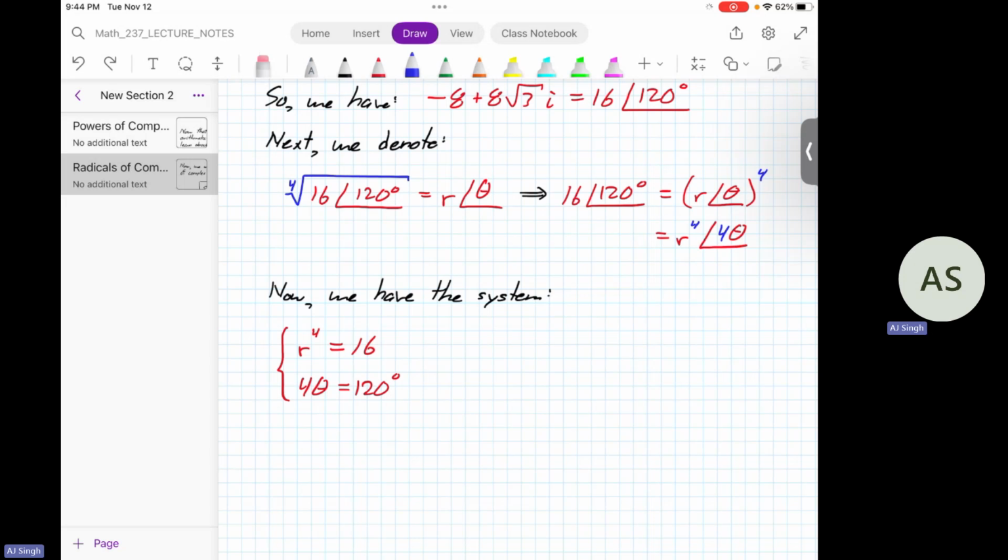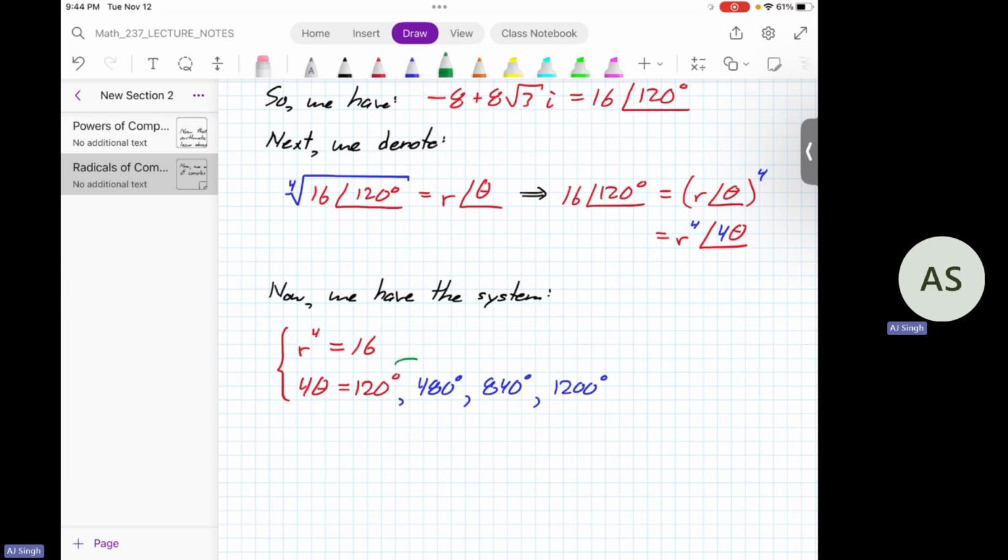And I need coterminal angles. Because I'm doing a fourth root, I need 4 angles in total. I already have 1, which means I need to find 3 coterminals. So 120 plus 360 plus 360 is 480 degrees. Plus 360 again is 840 degrees. Plus 360 one more time is 1200 degrees.